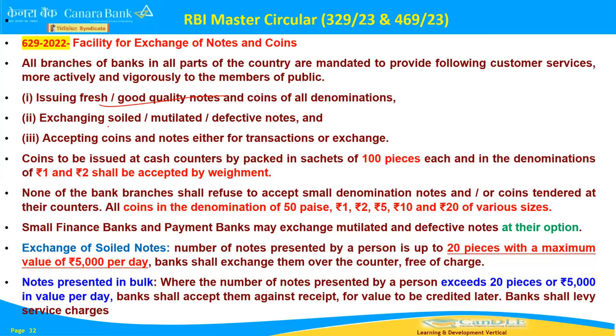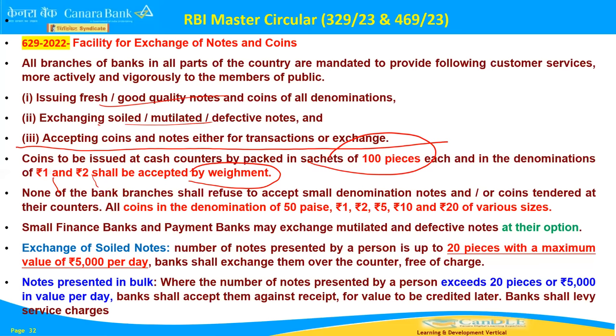Then if you are a banker issuing coins, you can give them in packets of 100 pieces, and 1 rupee and 2 rupee coins shall be accepted by weighment also. Through weight also, we can give 1 rupee and 2 rupee coins. For the remaining, we make a 100 rupee sachet, one packet, and we can give.